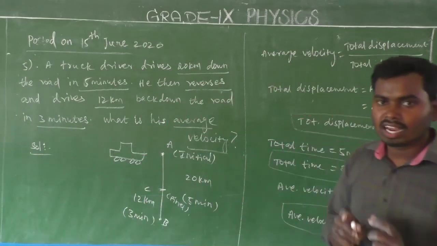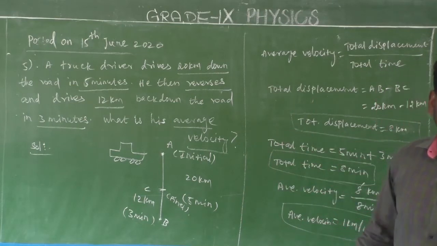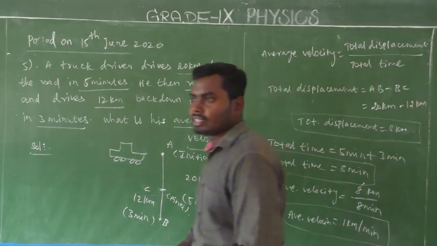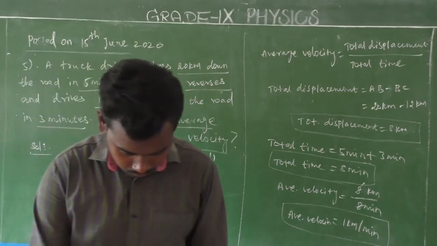Okay, which means what? Here the truck moves 1 kilometer per minute. That is the meaning. Is it clear? A truck moves 1 kilometer per minute. Very, very simple one. Okay?